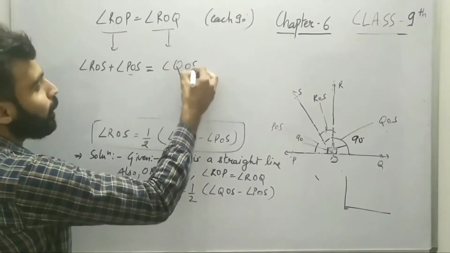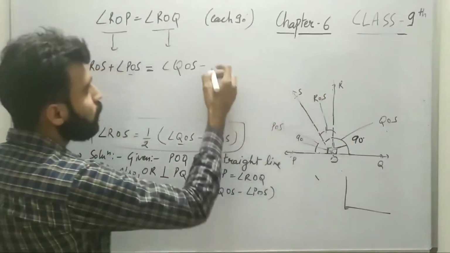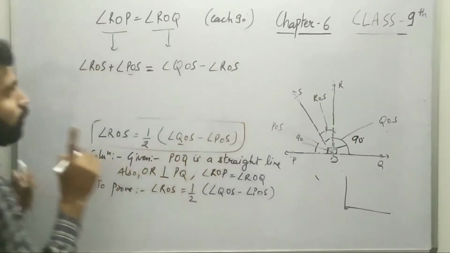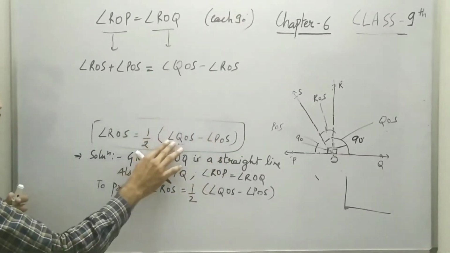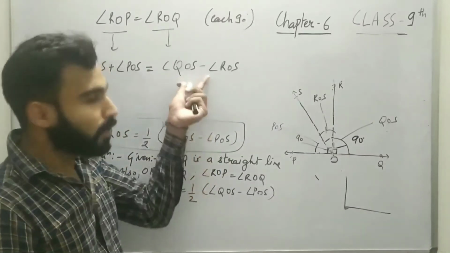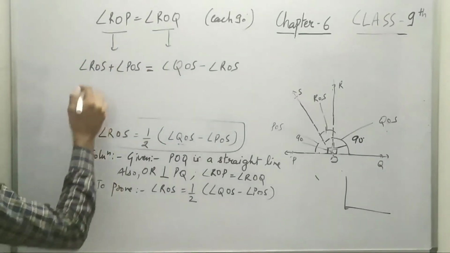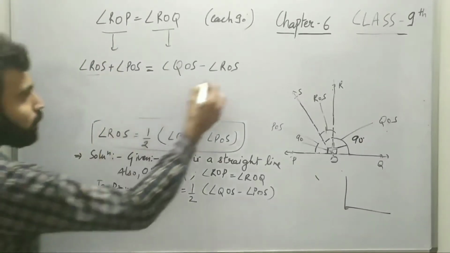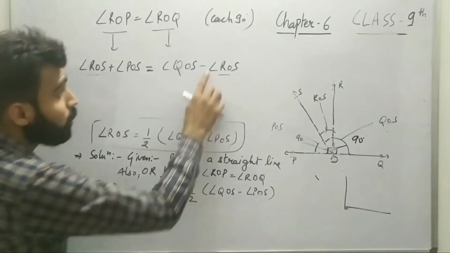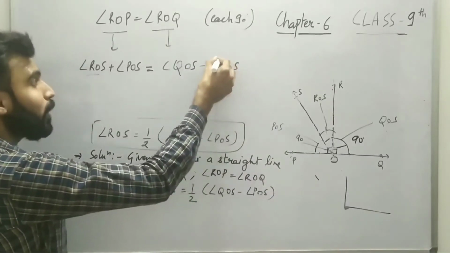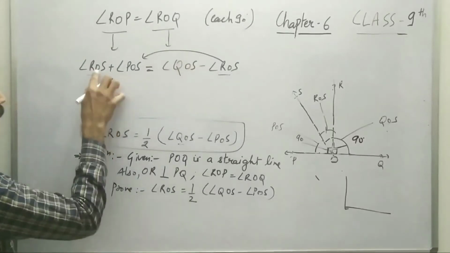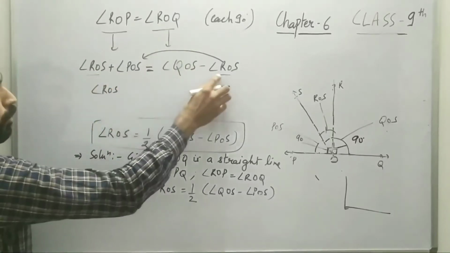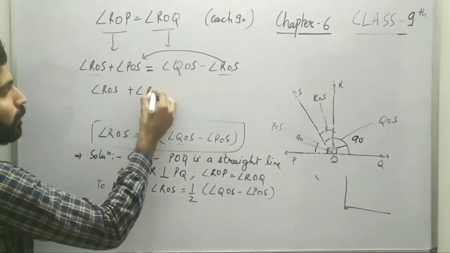So QoS minus ROS. Now we have reached to this point that all the angles related to the proof here are in this condition, right? Now what we have to do is, you can see in the left hand side there is ROS, on the right hand side there is ROS. So this ROS is negative, so bring it on to the left hand side so that ROS can be on one side. So angle ROS, which is already here, now this minus ROS will become plus ROS, right?